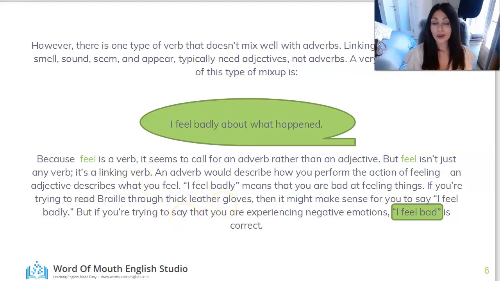So if you said, "I felt badly," it would mean something else. It would imply that you are not very good at feeling things. It would imply that you might be insensitive, for instance, in the tactile sense. So take this example: if you're trying to read Braille wearing thick leather gloves, how well are you going to feel the bits under you? Not very well, probably. So in that case, it might make sense for you to say, "I feel badly." But if you're trying to say that you're experiencing negative feelings and negative emotions, then don't use the adverb, use the adjective. So "I feel bad" is correct in this case. "I feel bad about what happened" is right. So I feel bad, the weather is bad.